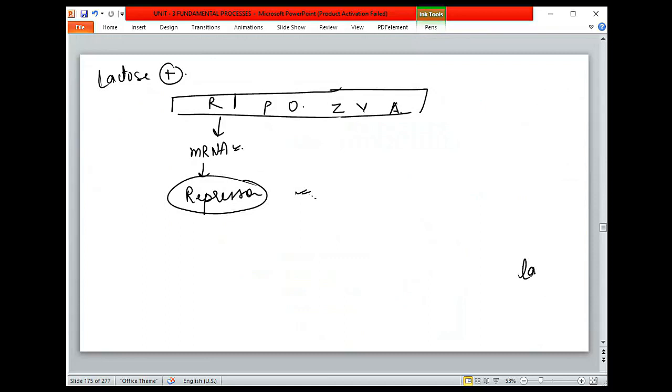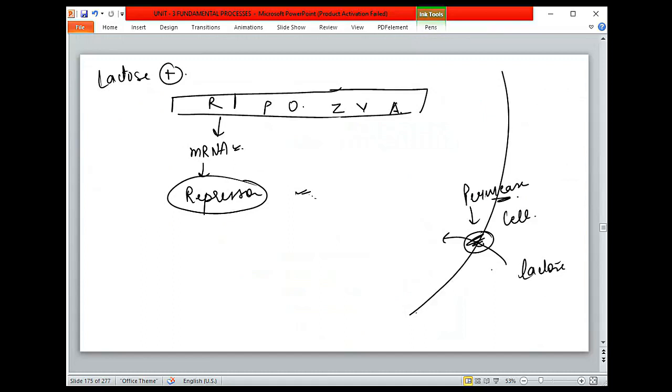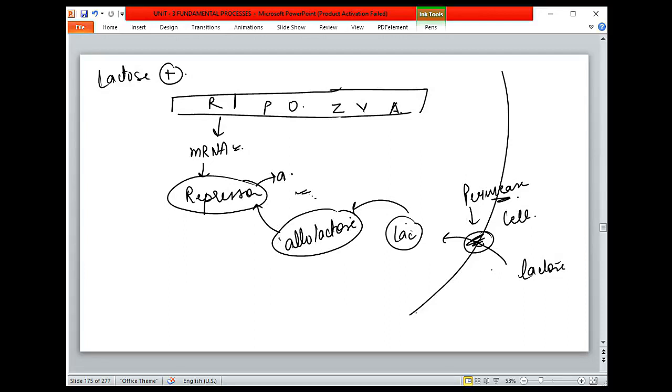Over here we have the lactose outside the cell. This is your cell. This lactose enters into the cell with the help of what? With the help of permease, right? The lactose gets converted into allolactose, right? This allolactose will be binding to your repressor and causing the inactivation of your repressor.